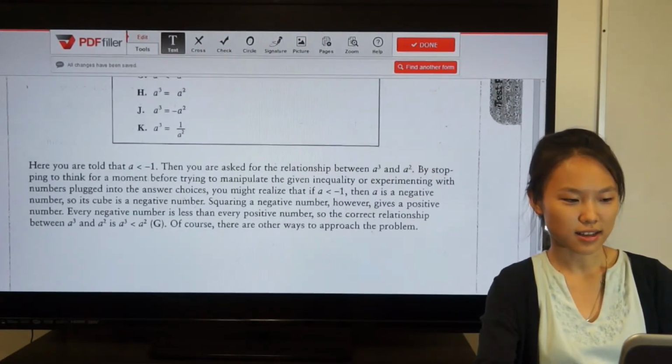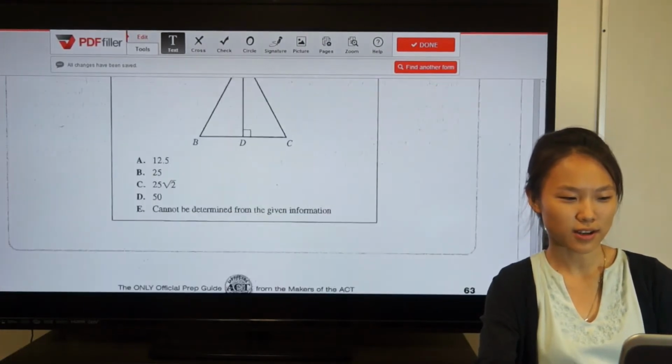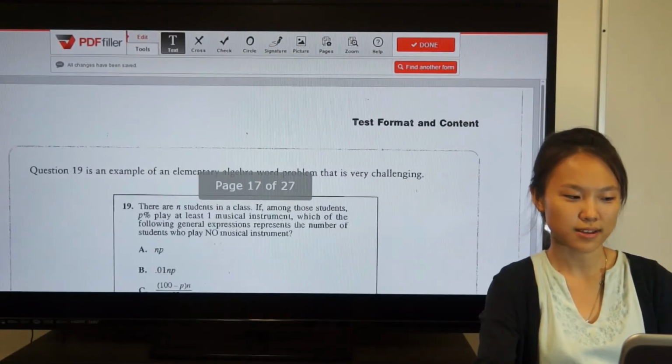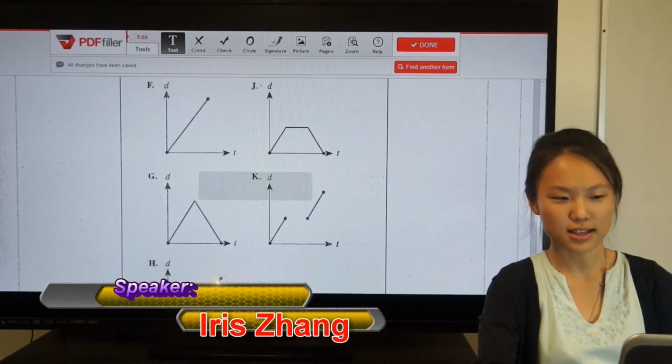Basically, that is the math section. It's kind of self-explanatory. ACT math is pretty much the same as SAT math. It's just that there is trig, which is not found on the SAT math.